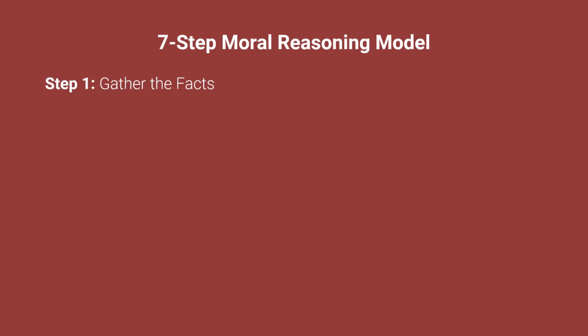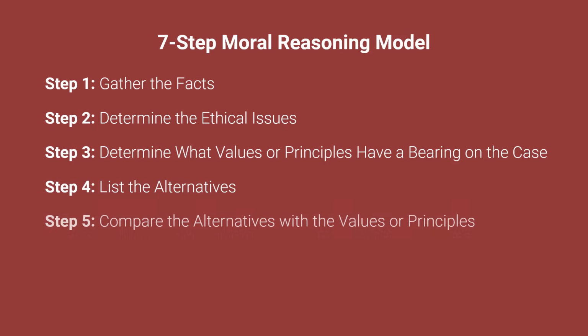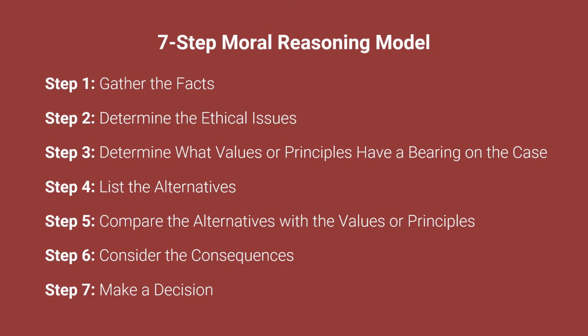To recap, here are the 7 steps of Ray's moral reasoning model. Step 1. Gather the facts. Step 2. Determine the ethical issues. Step 3. Determine what values or principles have a bearing on the case. Step 4. List the alternatives. Step 5. Compare the alternatives with the values or principles. Step 6. Consider the consequences. And Step 7. Make a decision.